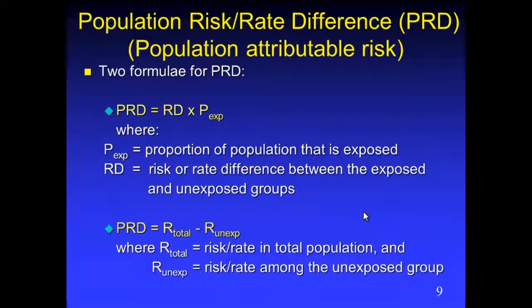So the population risk difference can be calculated, a bit more complicated than just calculating the risk or rate difference, and there are two formulae which are completely equivalent. The population risk difference can be calculated by multiplying the risk difference by the proportion of people exposed in the population, such as the population proportion of smokers, for example. The second way of calculating it is to take the risk for the total population and subtract from that the risk in the unexposed population. I say risk, but it could be rate too.